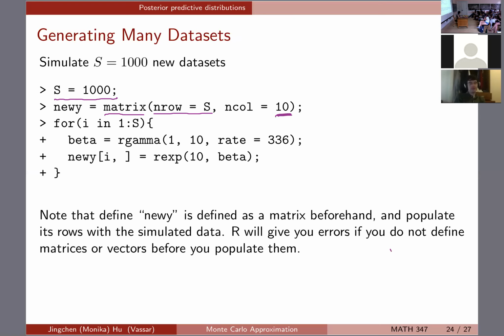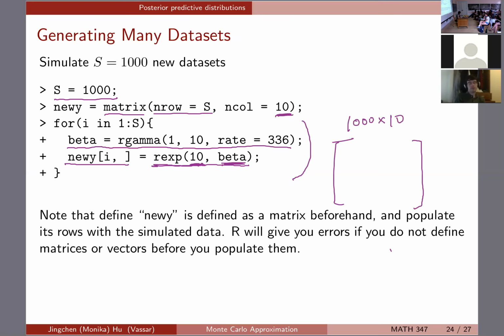Okay, and then I write a loop. In the loop, I will first generate the new beta from its gamma distribution, and then I'm going to generate new y's. Again, pay attention that you have one common beta, and for each beta, you're doing 10 draws from the exponential, because that's what you have from the original data. So once you complete this loop, you will have a 1,000 by 10 matrix storing all of those newly generated data. Each row is a new data set.